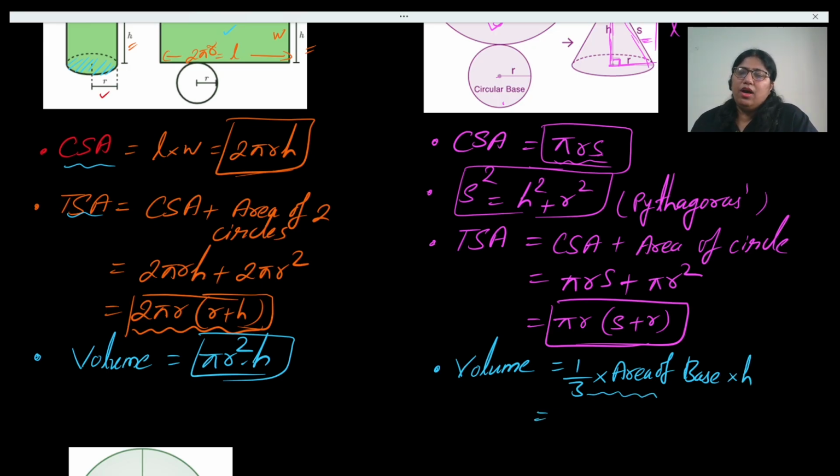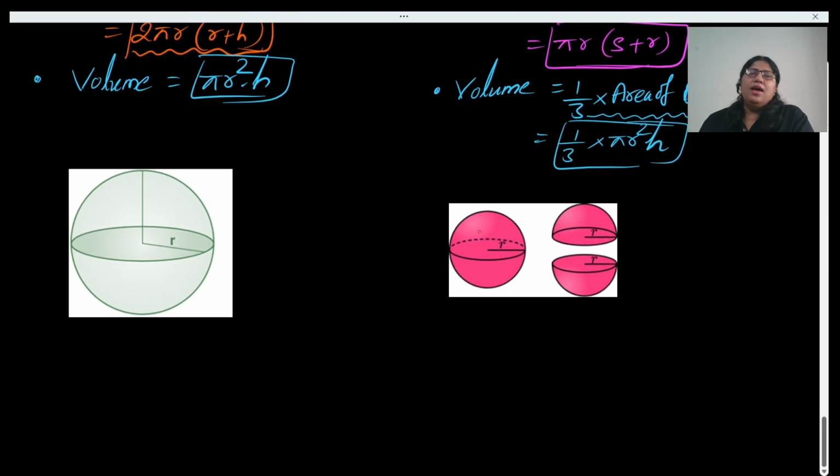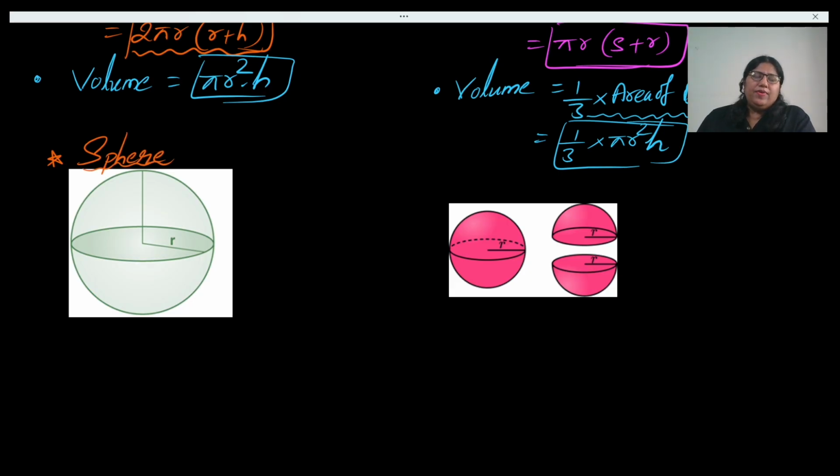This is the formula of any pyramid, right? Volume of the pyramid is 1/3 the base area. The base is a circle, so it is 1/3 pi r square h. After that, the next figure we call a sphere. Whenever we take a sphere, it's a solid ball. Now, how do we take it here?